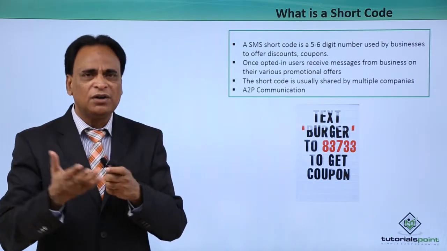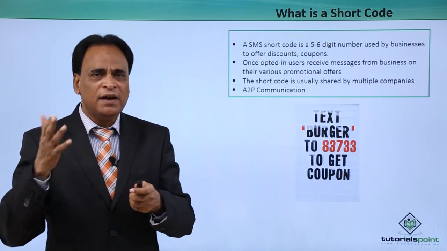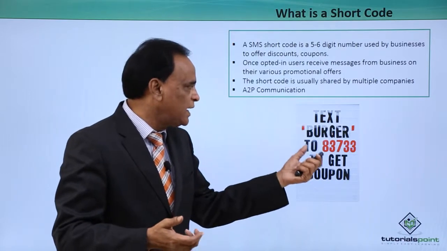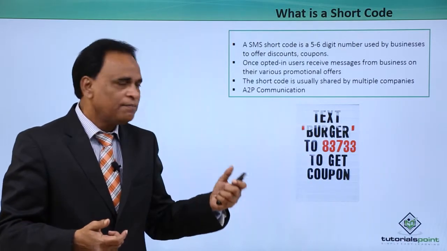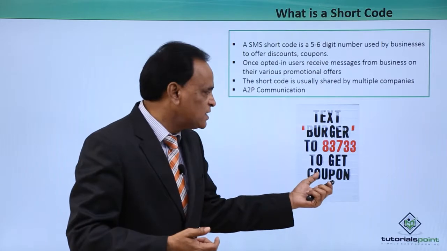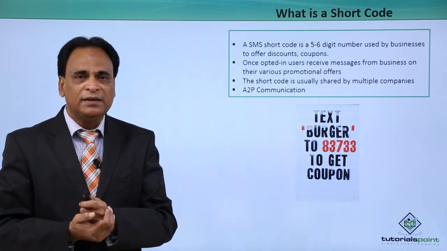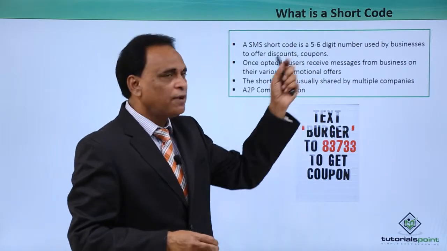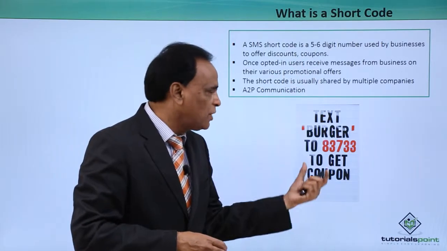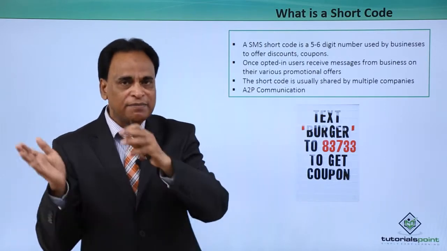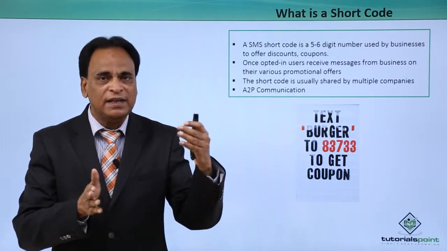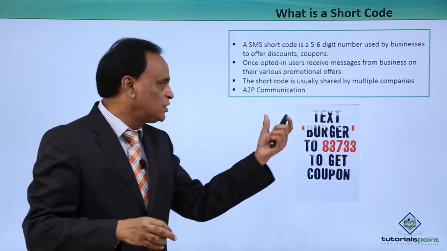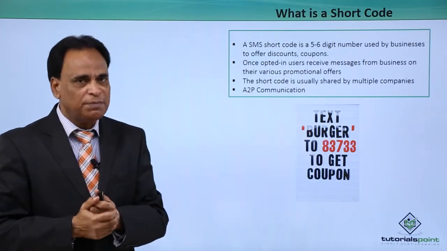You might have seen on a lot of billboards or websites the kind of message that is displayed here. Text burger to 83733 to get a discount coupon, and this is precisely how the short code works. It is a number of up to 5 to 6 digits, and if you text a particular company, they receive your message and offer you discounts related to any product or service that you can receive from that company.